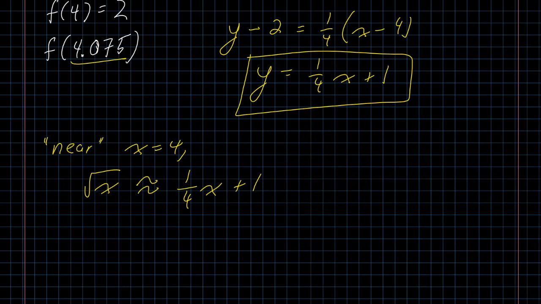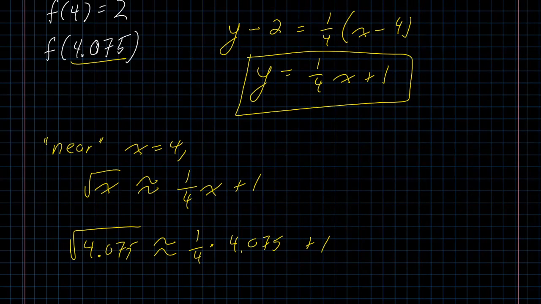4.075 is very close to 4. So if I want to take the square root of 4.075 and I don't have a calculator on hand, that's approximately the same thing as 1/4 times 4.075 plus 1. And okay, that's still not easy, but I know how to do long division by hand. I just don't like it.